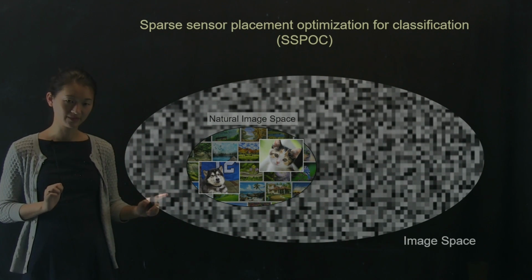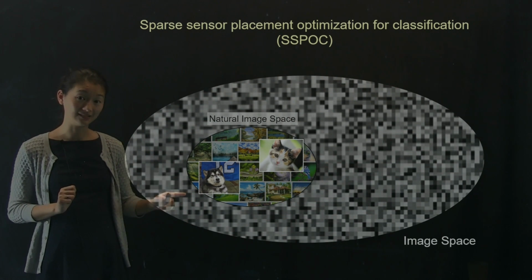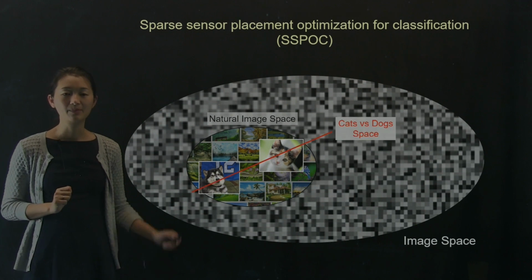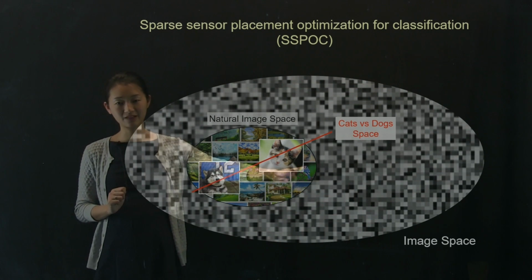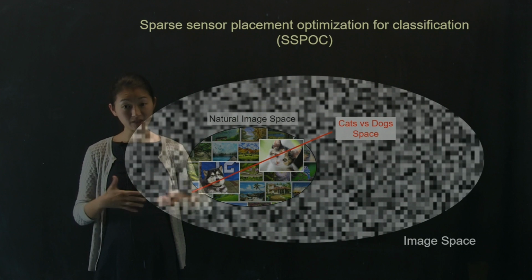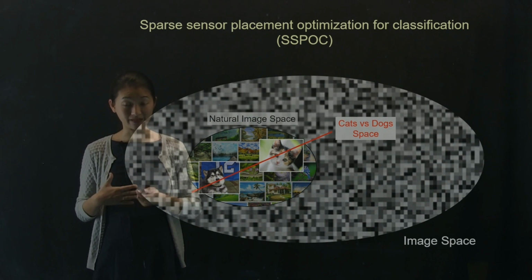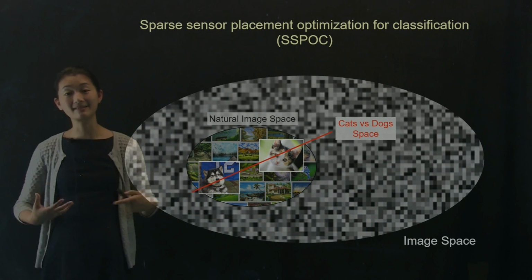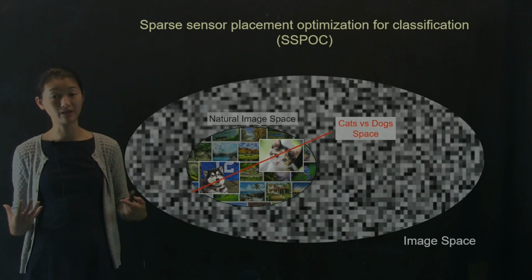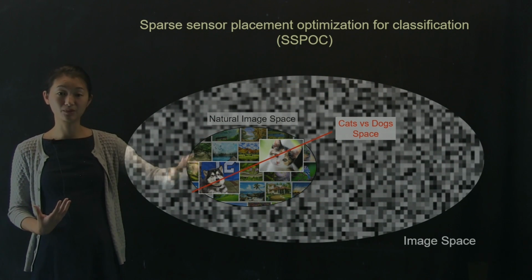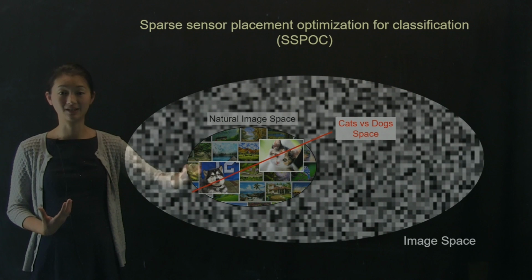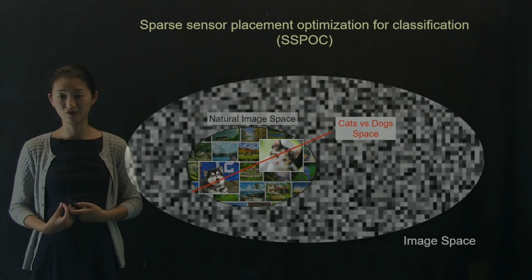Now, this problem is even sparser still than the space of natural images, because the space that separates cats from dogs is potentially much, much lower dimensional than the space of natural images. And this enhanced sparsity is something we're going to exploit in the SPOC algorithm in order to be able to do this discrimination between cats and dogs in a very, very efficient way.